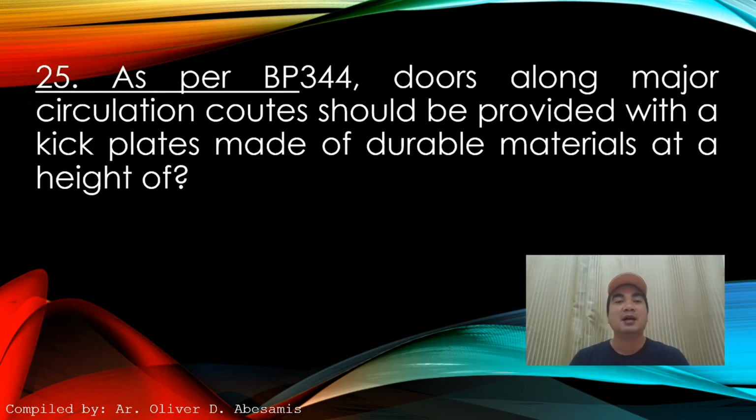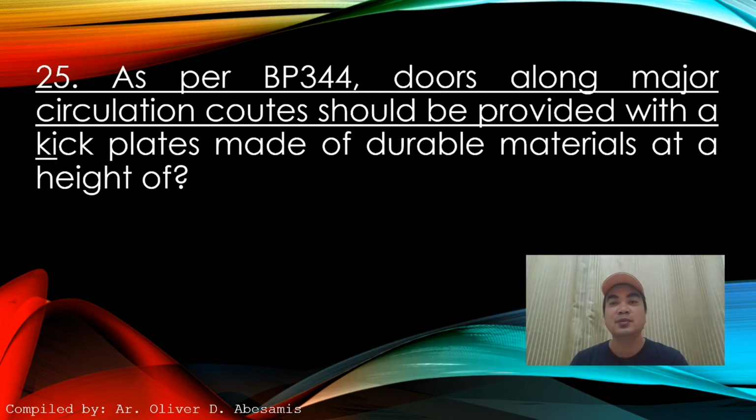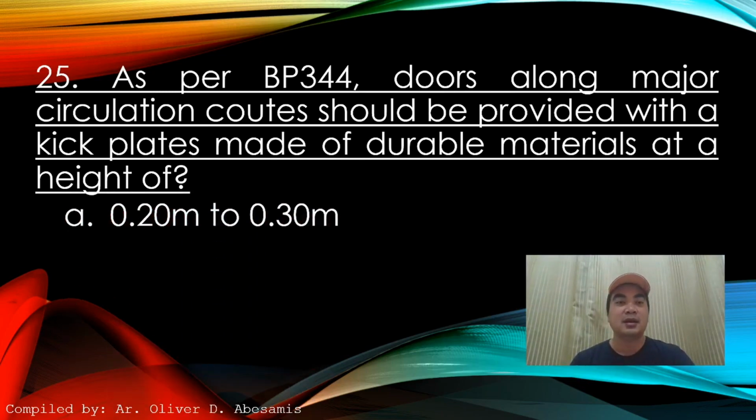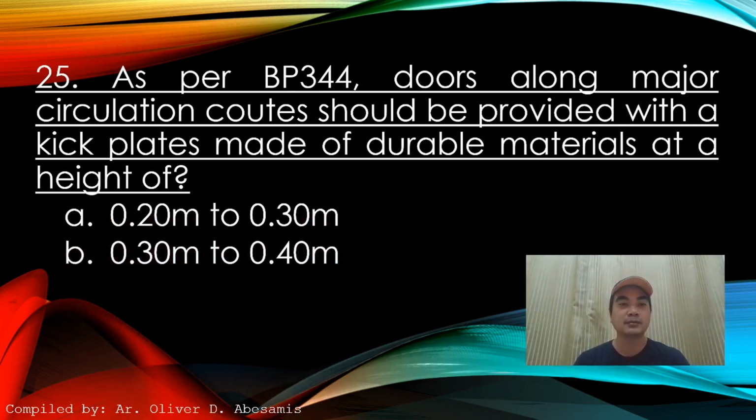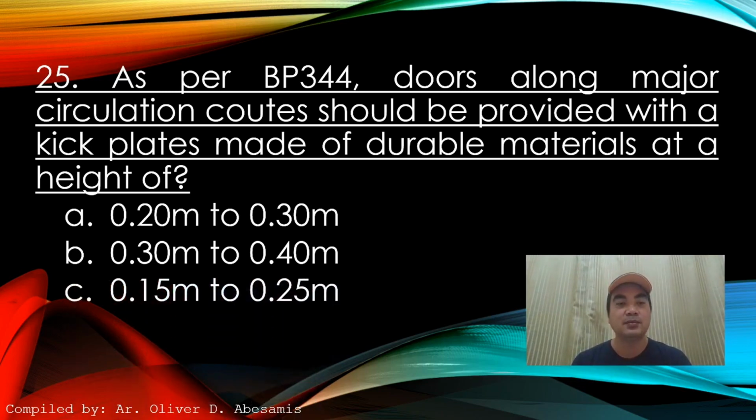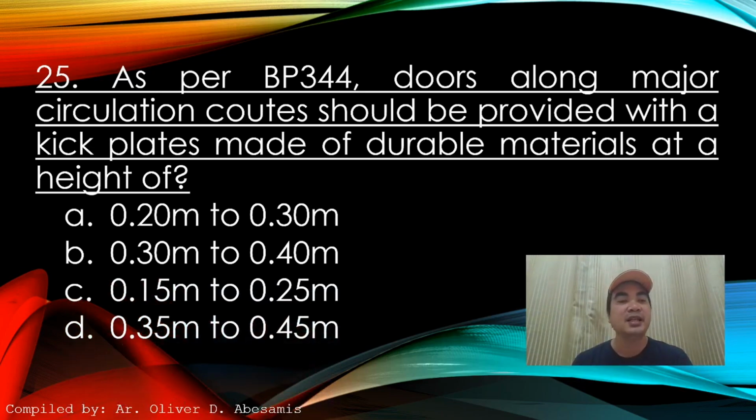25. As per BP344, doors along major circulation routes should be provided with kick plates made of durable material at the height of A. 0.2 meter to 0.3 meter, B. 0.3 meter to 0.4 meter, C. 0.15 meter to 0.25 meter, D. 0.35 meter to 0.45 meter.